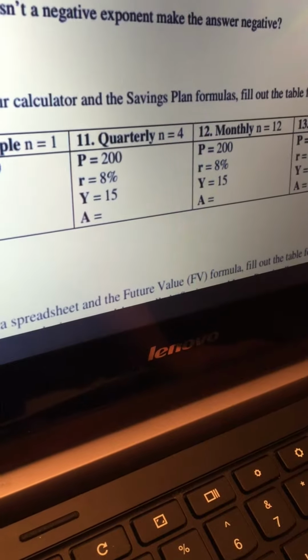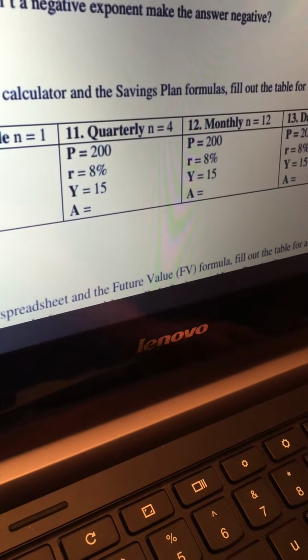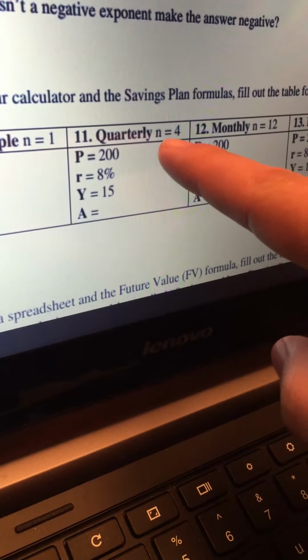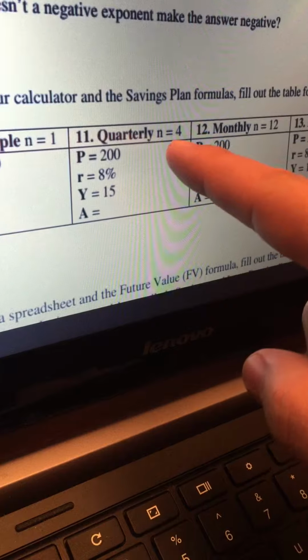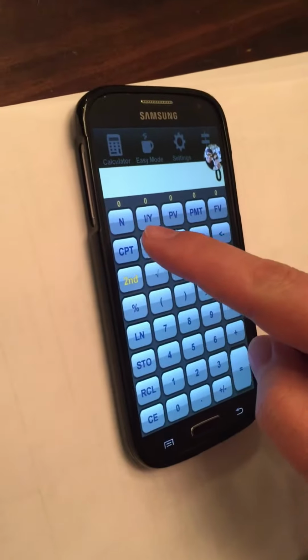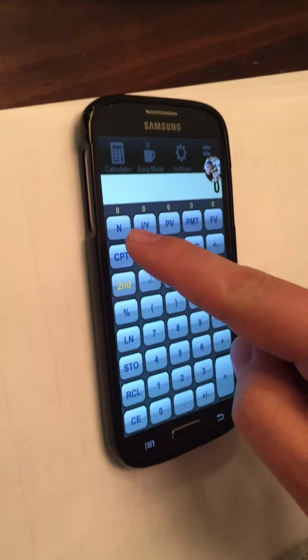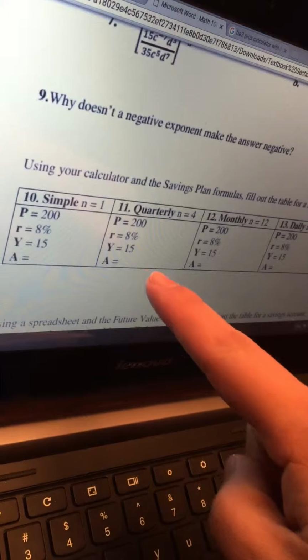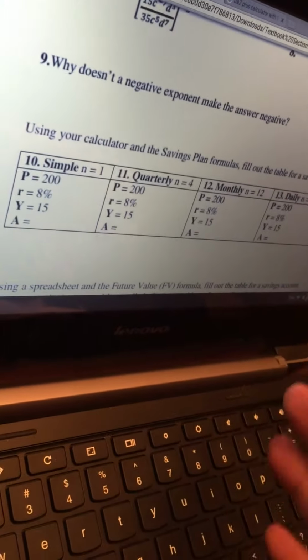Okay, for problem 11 and doing your homework here, we need to remember, if you're trying to do this on a calculator, on the problem, they label n as the number of times something is compounded. But if you're solving this on a calculator, n is the number of periods. So n on a calculator is the same thing as y, the number of periods on your problem. So that may be confusing, so don't get that mixed up.